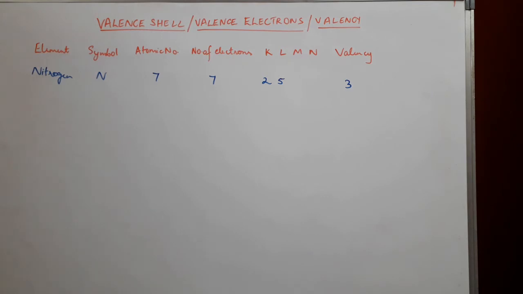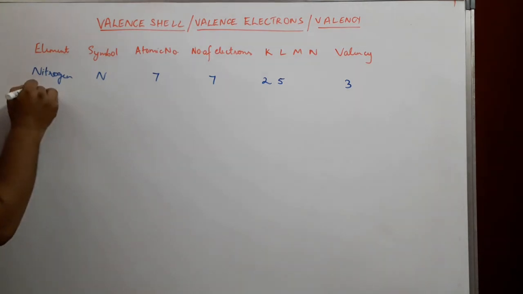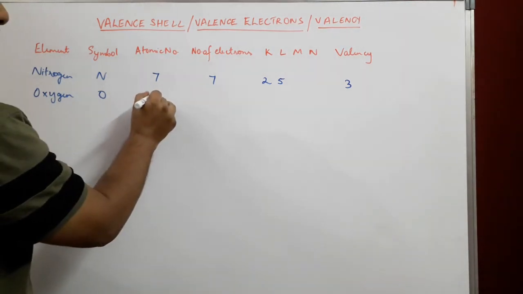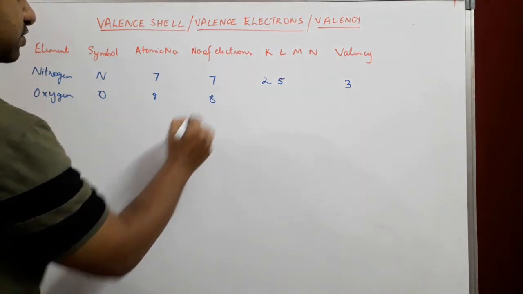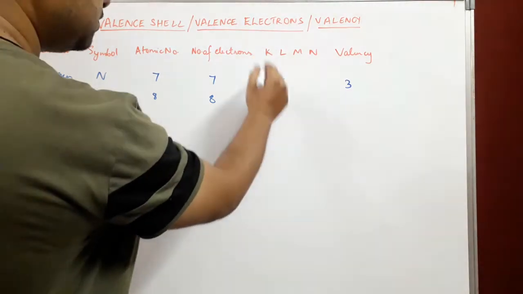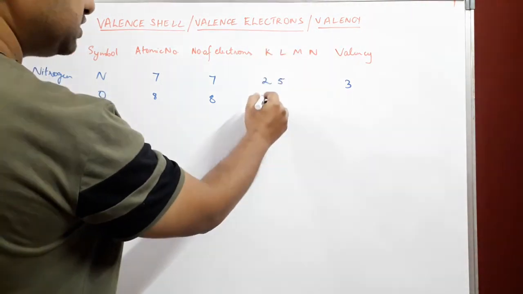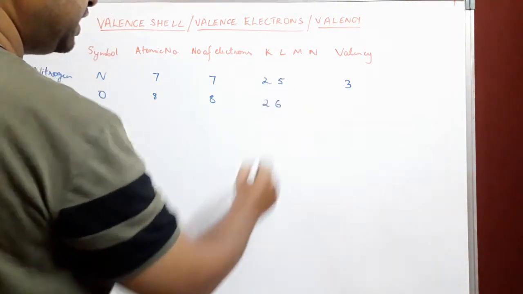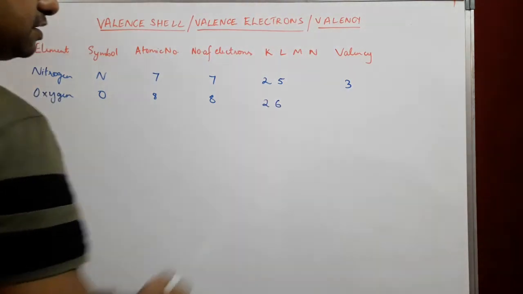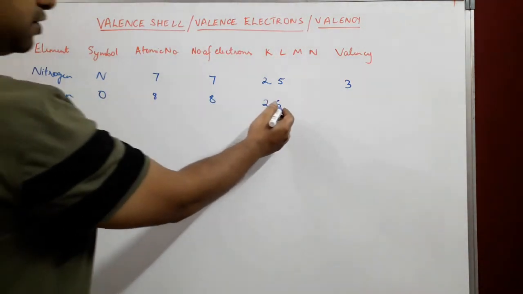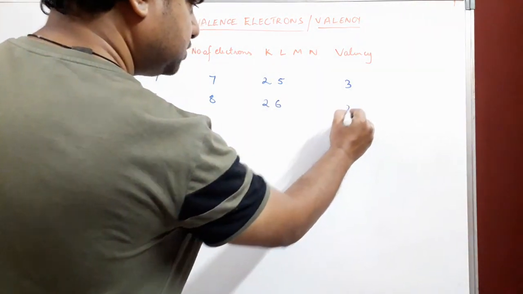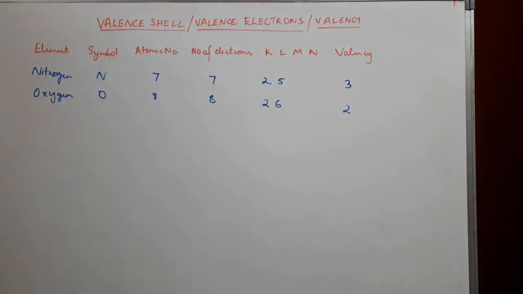The next element after nitrogen is oxygen. Symbol is O, atomic number is 8, hence the number of electrons of oxygen would be 8. In terms of filling up of the shells, the first 2 electrons will go in the K shell followed by 6 electrons in the L shell. And here it is simple. It is easier for oxygen to gain 2 electrons rather than lose 6 electrons. Hence its valency becomes 2. The valency of oxygen is 2.